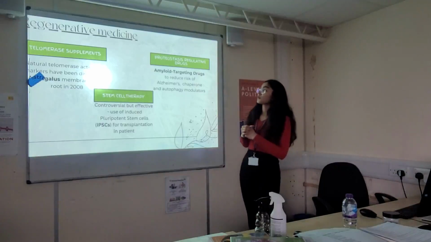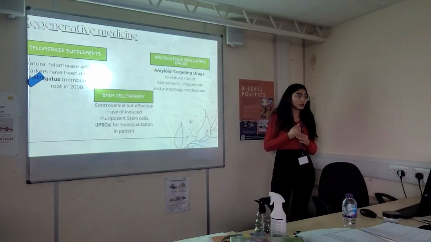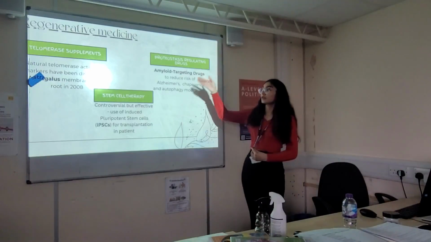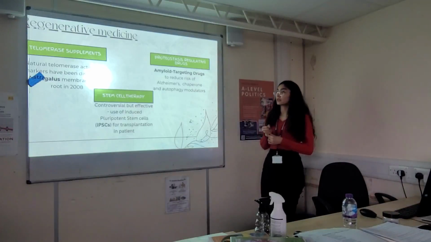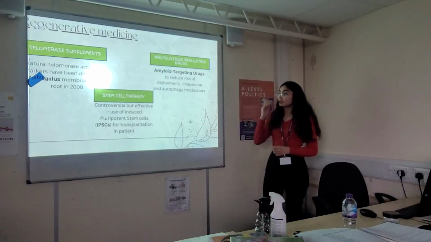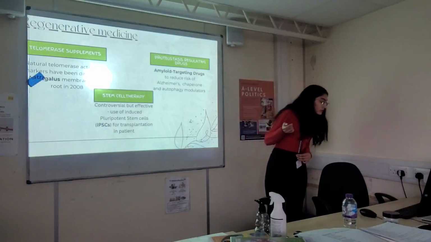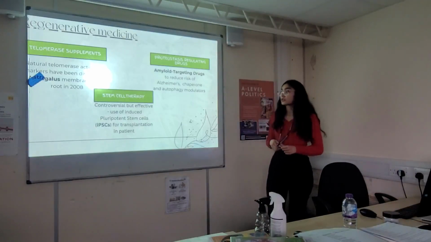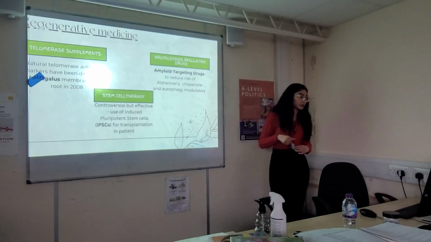So we have telomerase supplements. As in the first slide, if you remember, telomeres are that repeating sequence of DNA. Telomerase is the enzyme that can extend them. And this is a very big breakthrough, because natural telomerase activation markers were discovered in a type of plant called astragalus in 2008. The compounds in the root can activate telomerase in our human genome.